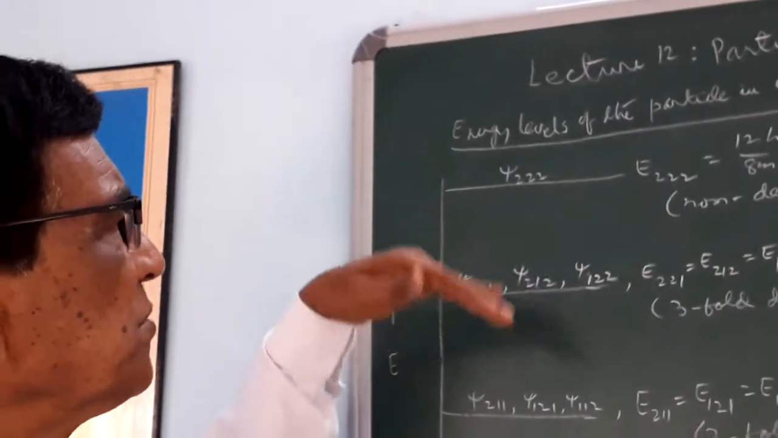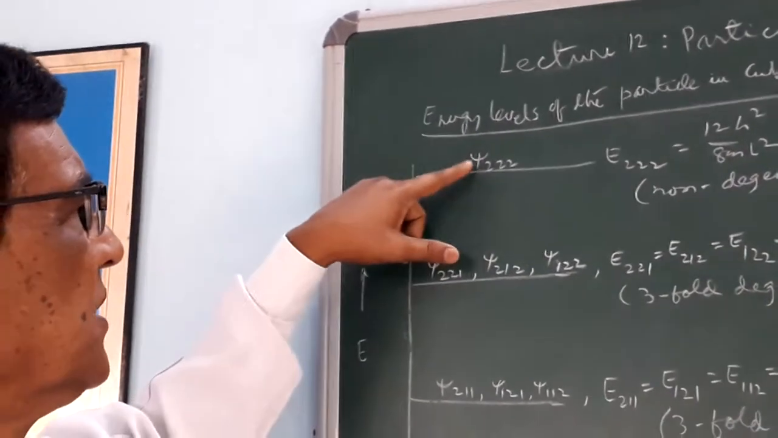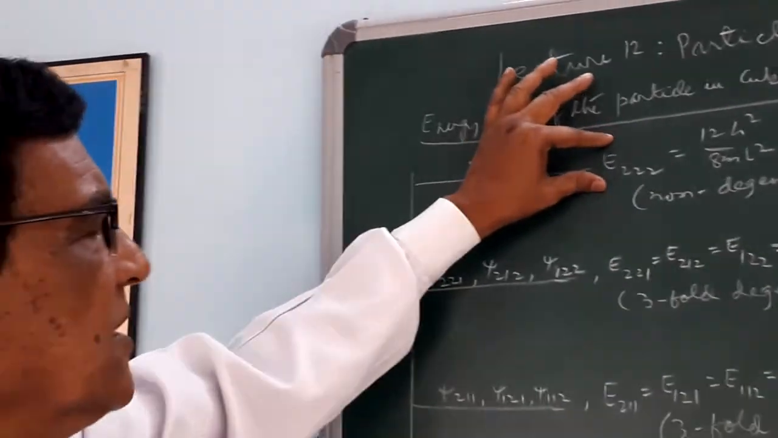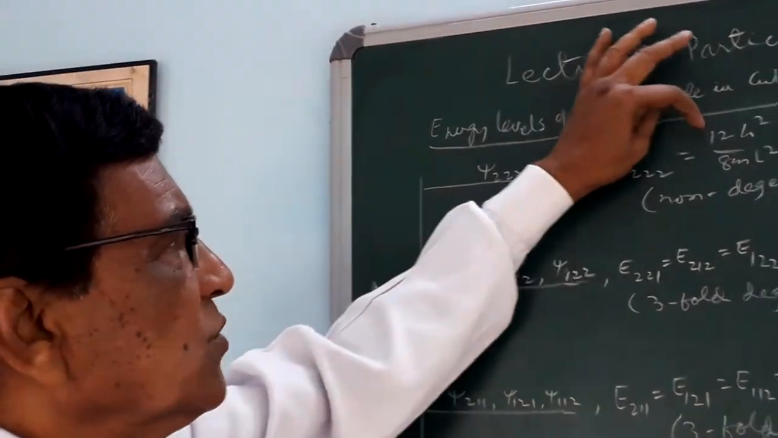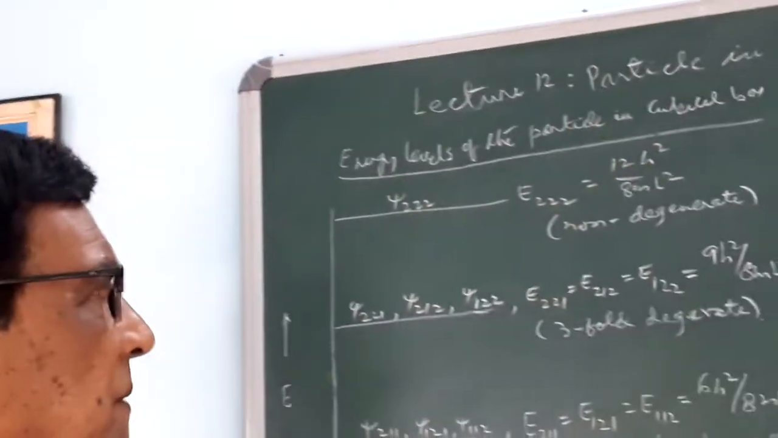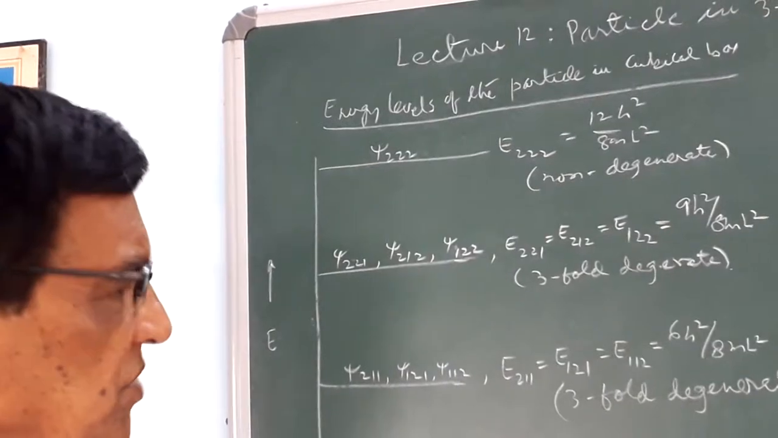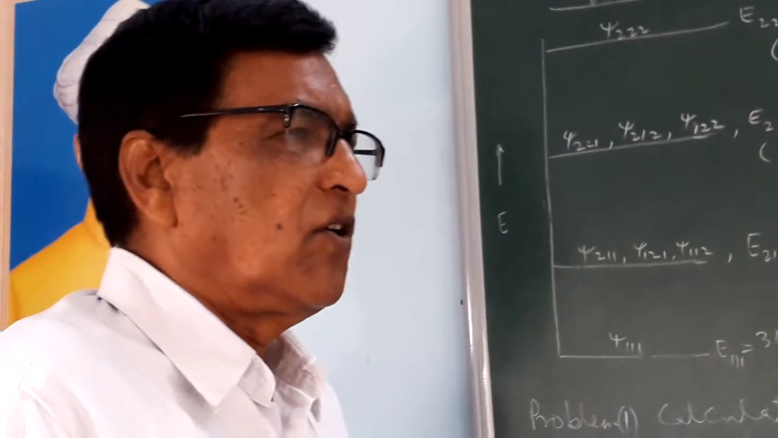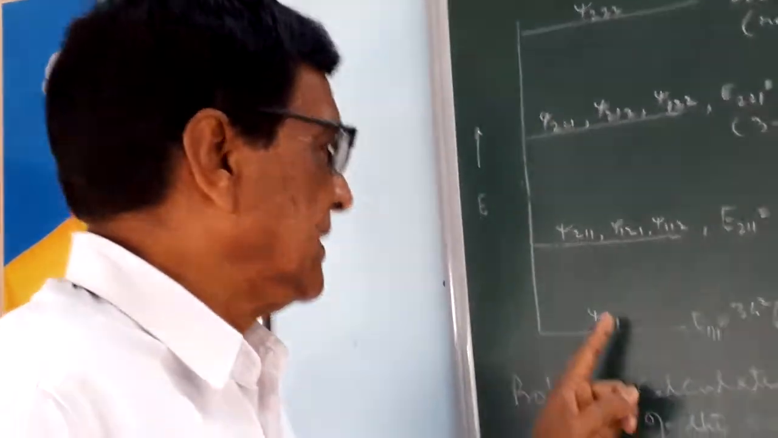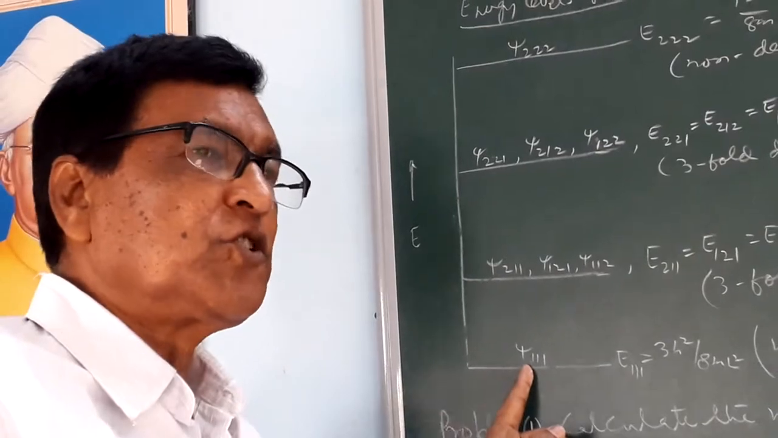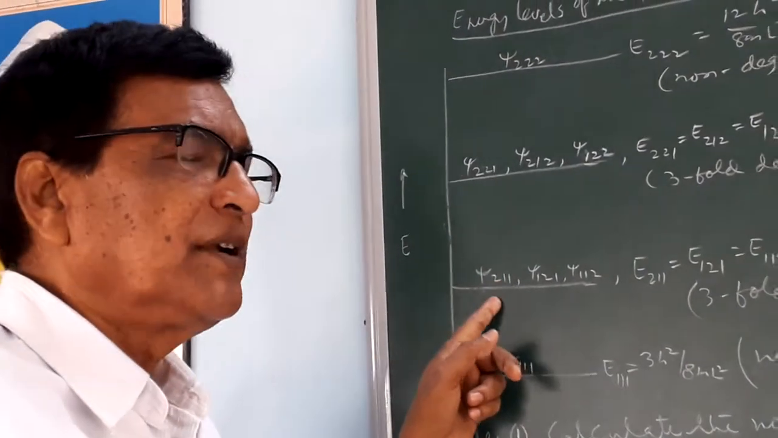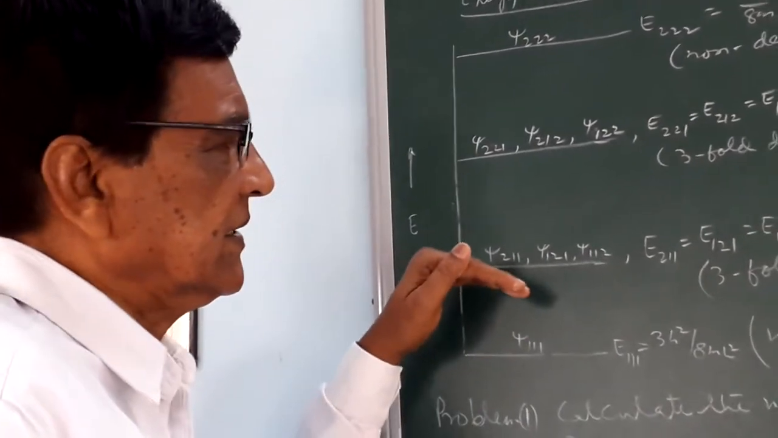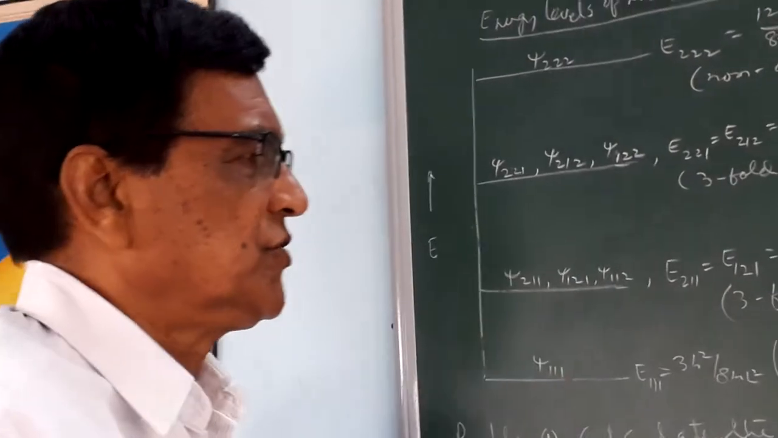And whenever we go to the next energy state, psi 222, this is the wave function, and the energy of this level is 12h² divided by 8mL². So this is non-degenerate. It is seen from this table that whenever nx, ny, nz are all equal, the level becomes non-degenerate. But whenever any one of the quantum numbers differs, then degeneracy also happens.